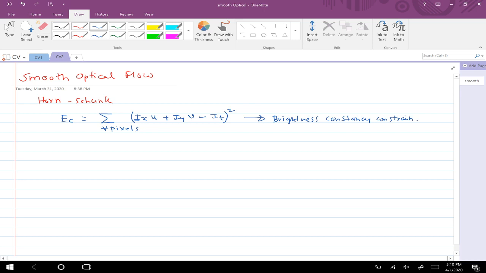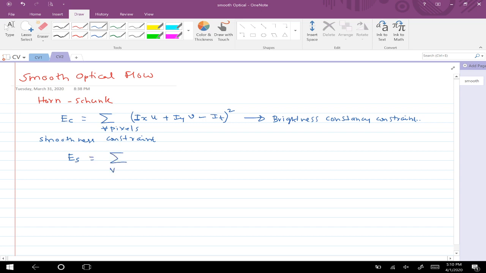Now in this class, what the Horn and Schunck method does is it imposes a smoothness constraint on top of it. So it assumes a smoothness constraint. Let me first write how that constraint will look, and then we will take a discussion about that. Let's call that smoothness constraint E subscript S.